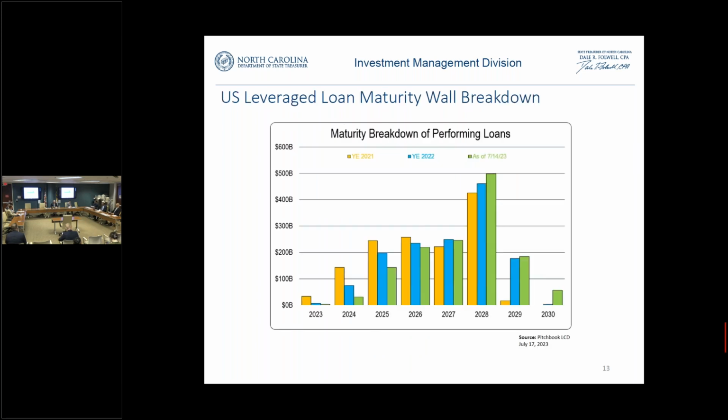Next chart. This is the loan maturity wall. We've talked about this in the past, and it really garnered a lot of attention during the great financial crisis. So how to read this chart: the yellow is year end 21, the blue is year end 22, and the green is as of July of this year. So at year end 21, the amount of debt that was coming due in 2023, the far left bar, was $33 billion.